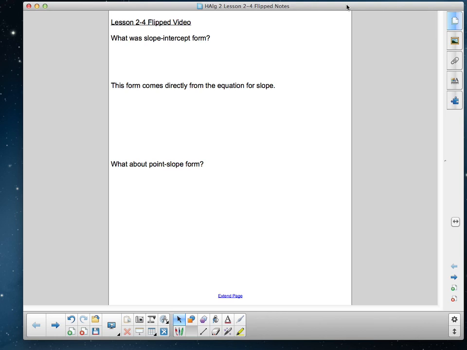Alright, first of all, slope-intercept form. Slope-intercept form is a graphing form that we've seen most of the time in Algebra 1 and some in geometry. Slope-intercept form is y equals mx plus b.